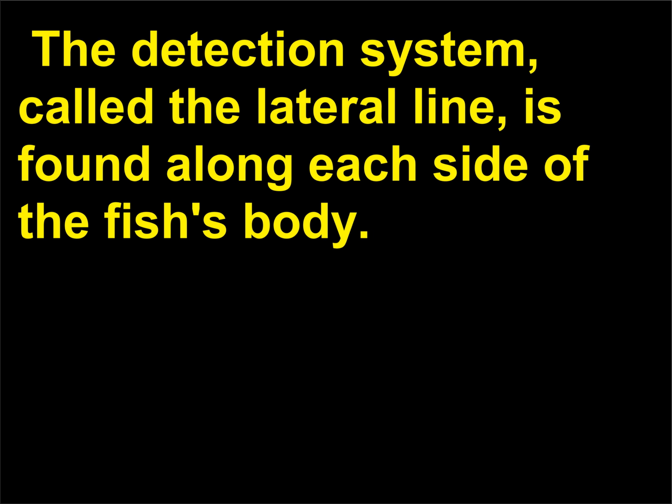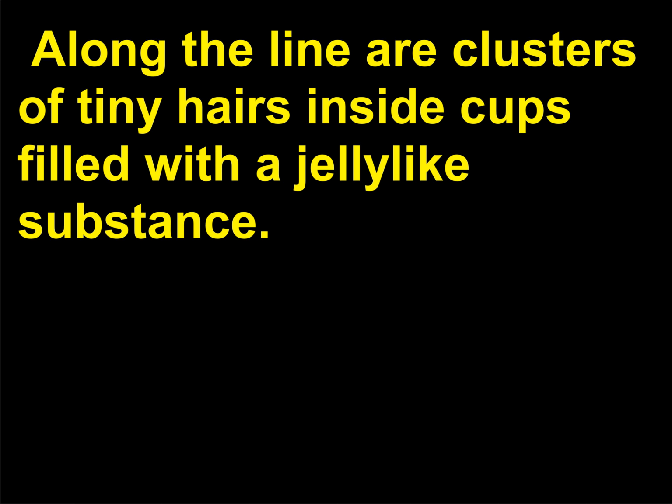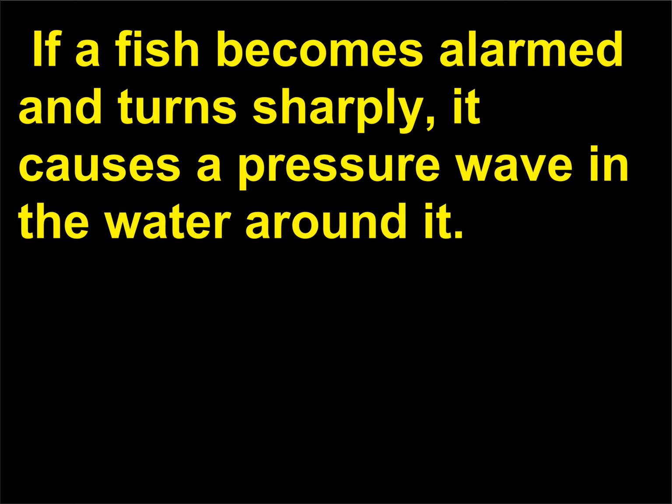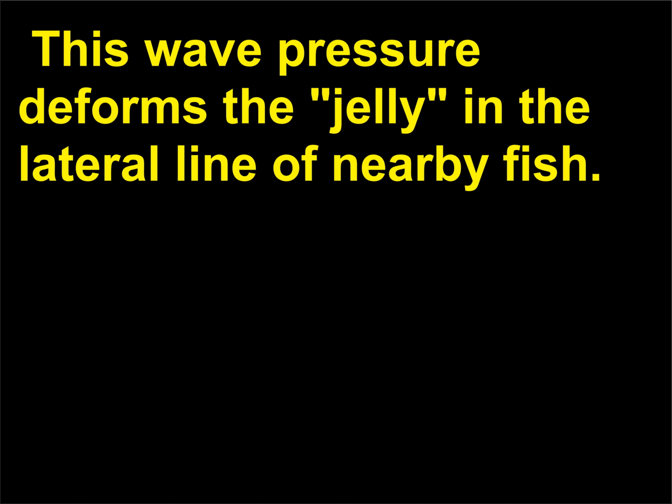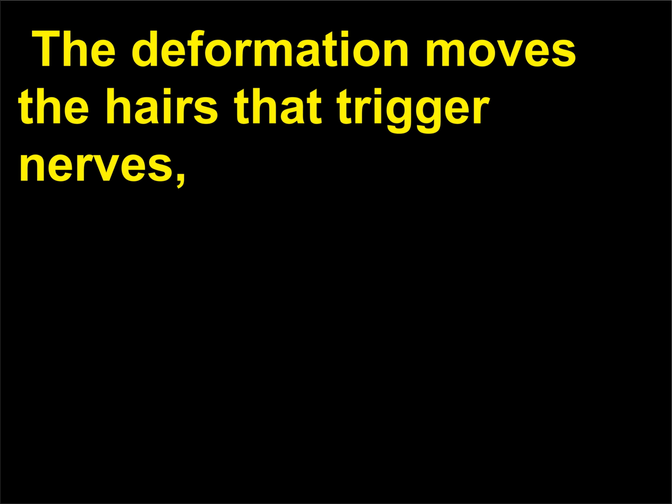The detection system, called the lateral line, is found along each side of the fish's body. Along the line are clusters of tiny hairs inside cups filled with a jelly-like substance. If a fish becomes alarmed and turns sharply, it causes a pressure wave in the water around it. This wave pressure deforms the jelly in the lateral line of nearby fish. The deformation moves the hairs that trigger nerves, and a signal is sent to the brain telling the fish to turn.